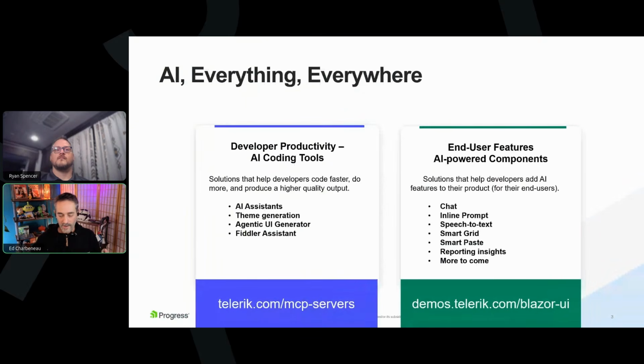And overall, we have an AI strategy here in our UI components of AI everything everywhere. So we have developer productivity tools with coding. So that's our AI assistants, the Telerik and Kendo MCPs that we call the Agentic UI Generator, as well as some other assistants in our portfolio. And then we also have our end user AI powered components, things that help you build chat interfaces, do speech to text, and a lot of the cool AI first application strategies that you see from a user interface perspective.